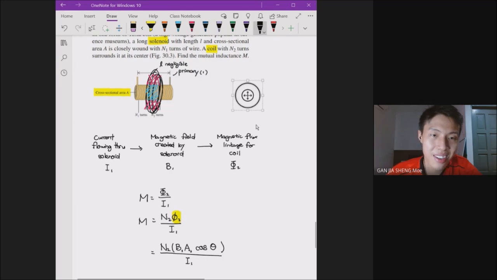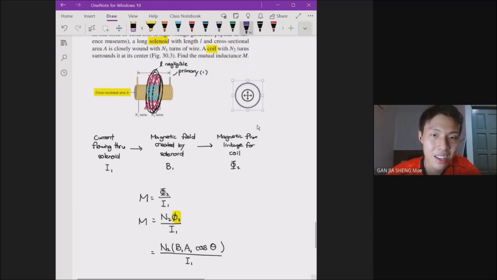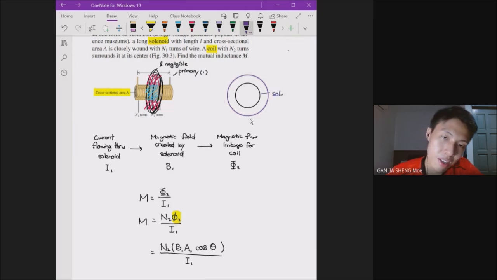This is a solenoid. This is your coil. I'm looking at it from the side view. So this is your solenoid, and this is your coil. Because there's current flowing through the solenoid, this solenoid here will create a magnetic field inside the solenoid.